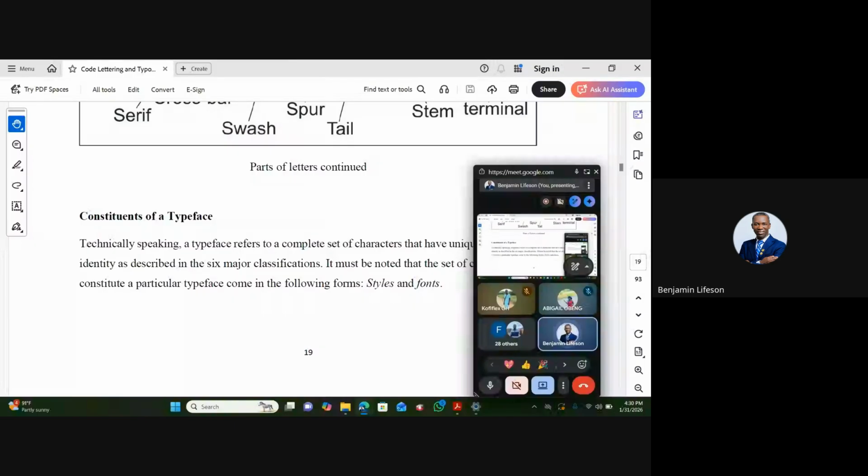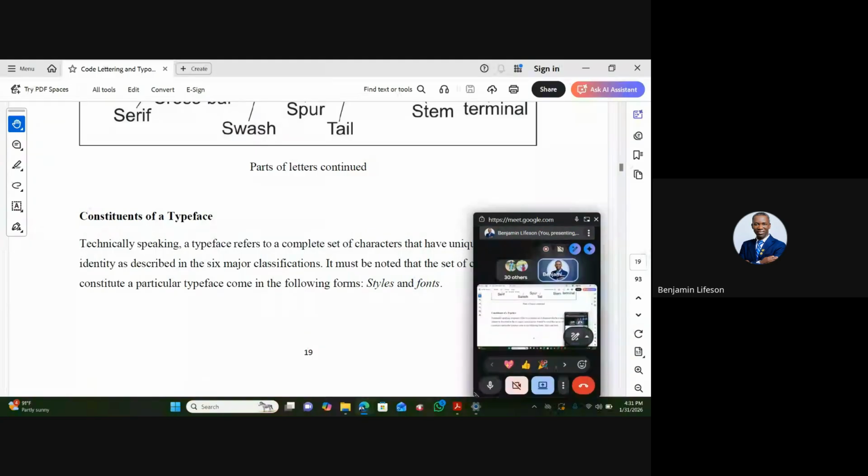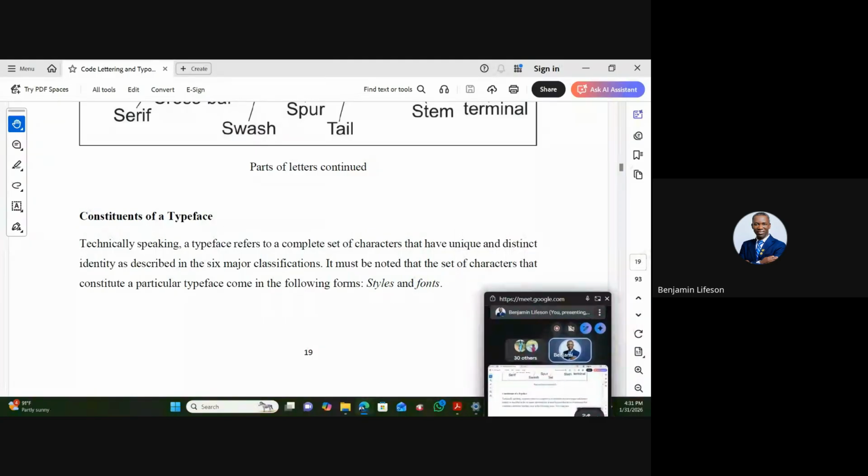Any question? All right. Since we do not have a question, there's a need for us to proceed to the constituents of typeface. Someone should read. Please, let's go. The first person should do the reading. Let's go. Quickly. Don't waste time.